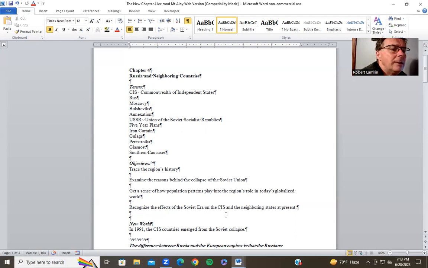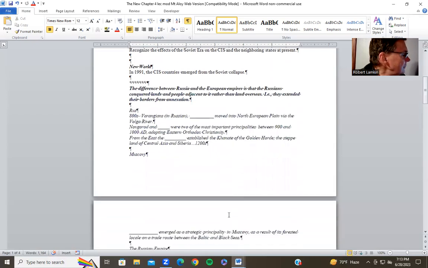All right, let's take a look at this. New World, last day of the year, 1991. The Commonwealth of Independent Countries emerged from the Soviet collapse. The difference between Russia and the European empires is that the Russians would annex territory, right? They would annex territory from nearby, picking it off adjacent to the Soviet Union, rather than land overseas, right? For example, they extended their borders from neighboring states.